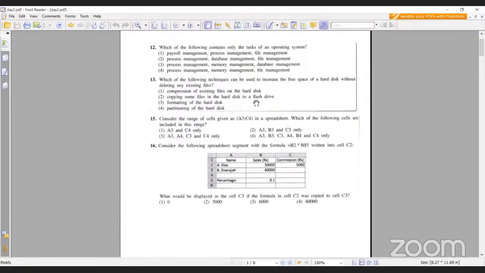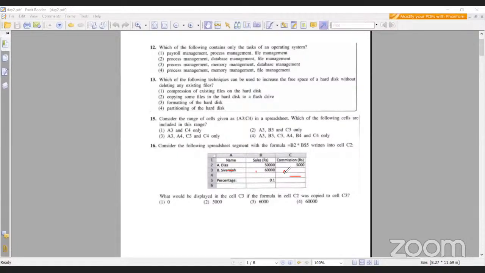That 15th question is from the Excel. Consider range of cell given A3 to C4. So A3 is this one. C4 is this one. Right? A3 to C4, all 6 cells are taken. Which of the following cells are included in this range? A3 is there. C4 also there. But you have B3 also there. C3 also there. So it is not the correct answer.